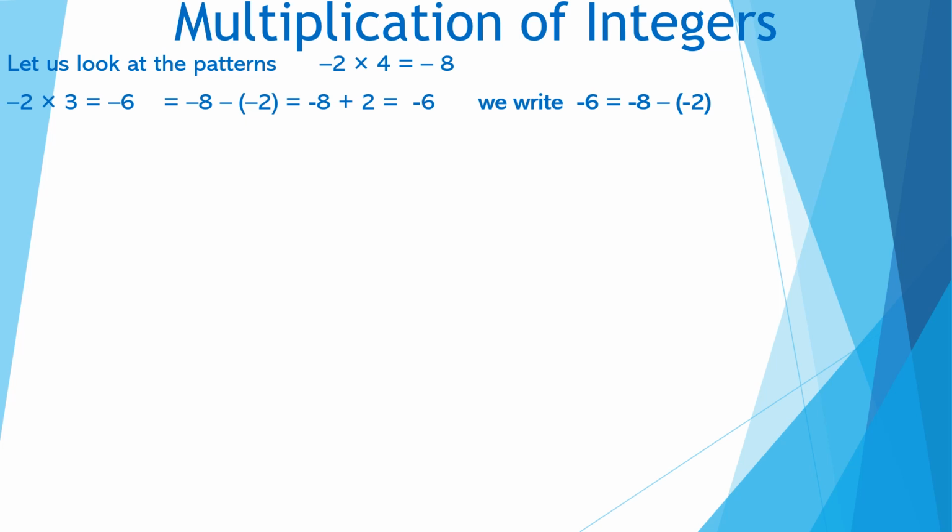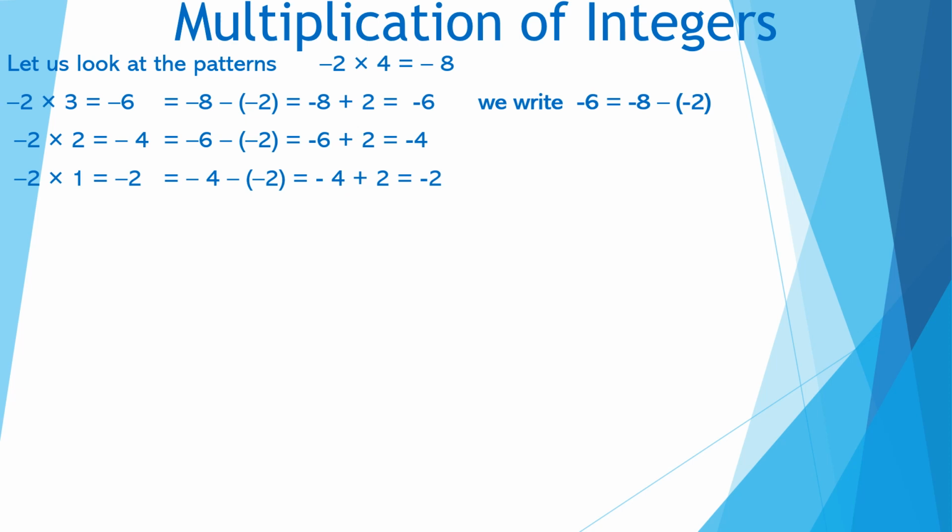Now this will form a pattern. Minus 2 multiplied by 2 is equal to negative 4 and we also write it as minus 6 minus minus 2, which will come out to be minus 4. Now we continue with this pattern and minus 2 into 1 will be equal to minus 2, or it is minus 4 minus minus 2, and on simplification becomes negative 2. And minus 2 multiplied by 0 is equal to 0. Using the pattern, we write minus 2 minus minus 2 and this will come out to be 0.